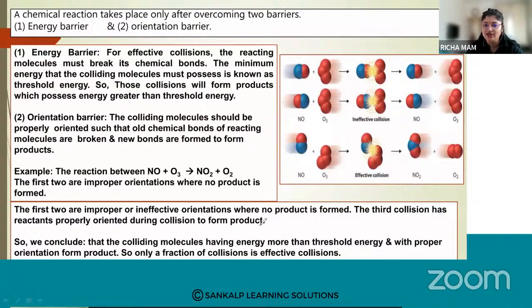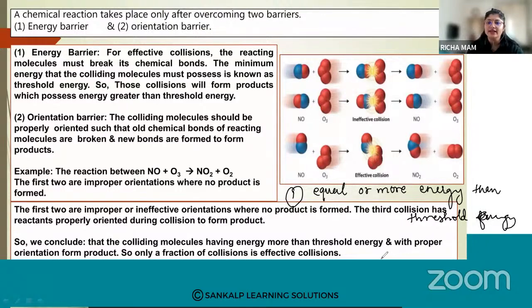So for any reaction to proceed, the molecules should collide with each other, that you know. Now for the molecules to collide effectively, what are the two factors? The first is that the molecules should have equal or more energy than the threshold energy. And the second is proper orientation. So these are the two factors for the chemical reaction to proceed, right?